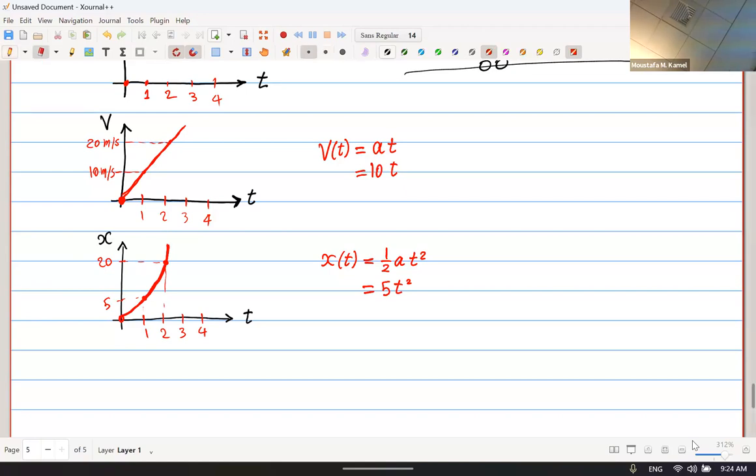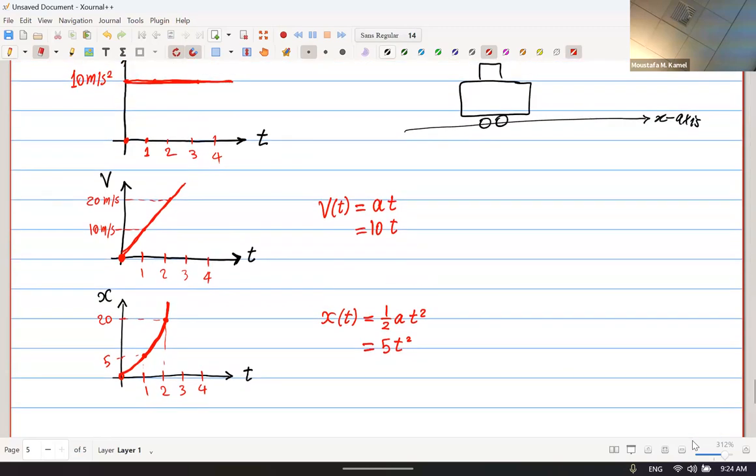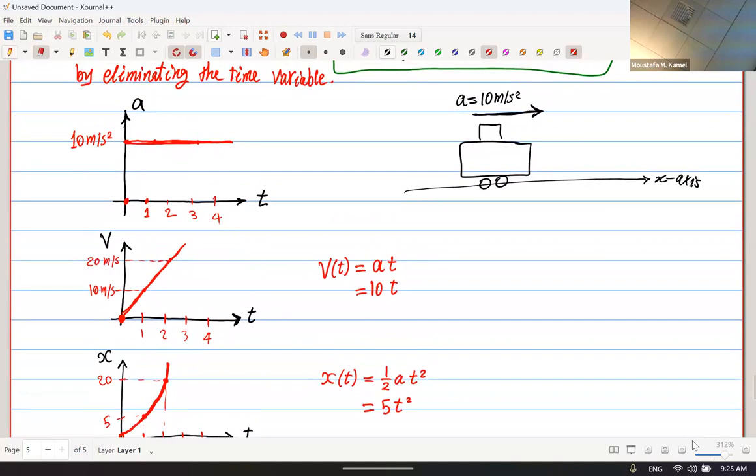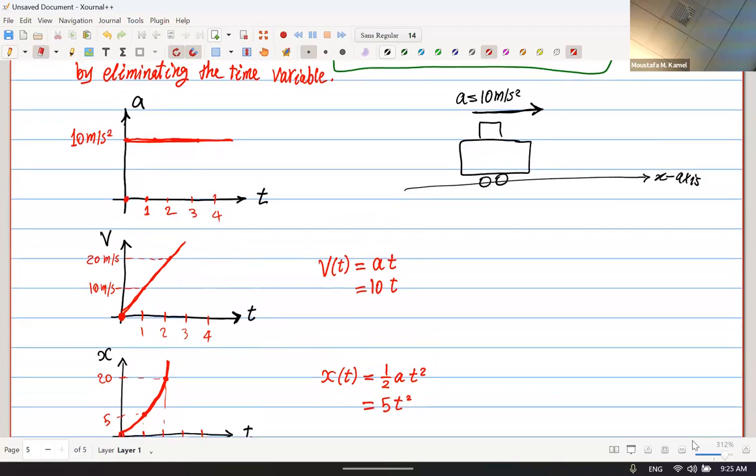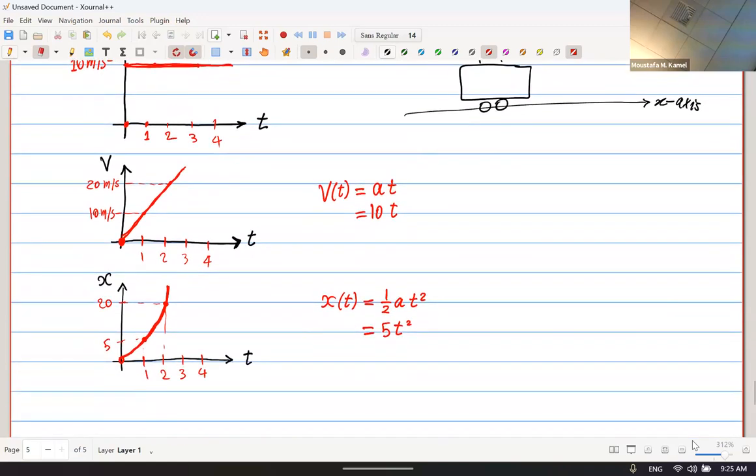Okay. So this is how we can think of kinematic equations as graphs. The slope of the position versus time graph gives you velocity, and the slope of the velocity versus time graph gives you acceleration. We will see later on that the area under the curve of the velocity versus time graph gives you position, and the area under the curve of acceleration versus time gives you velocity. So we can go back and forth between these quantities mathematically using graphs.